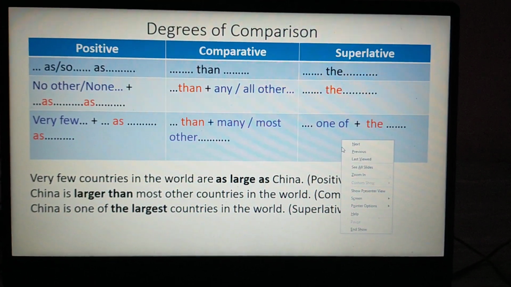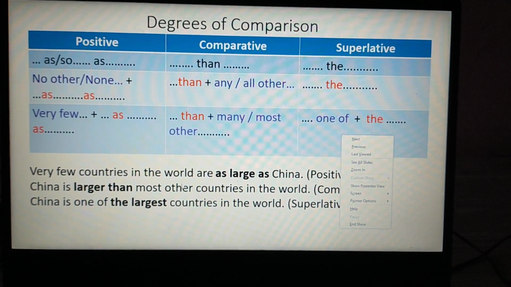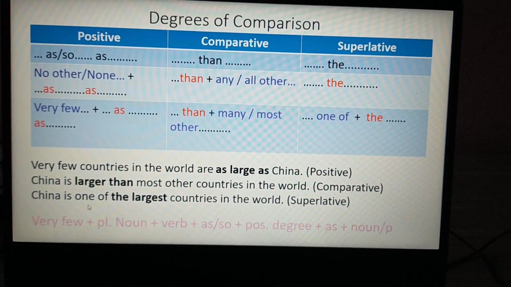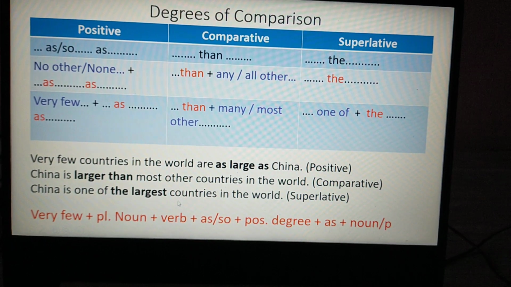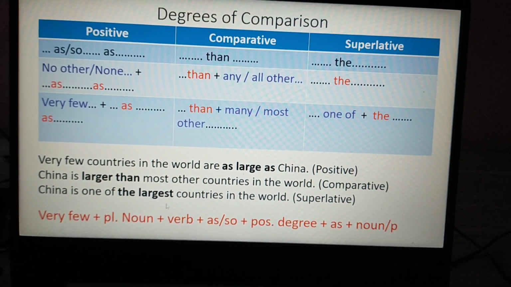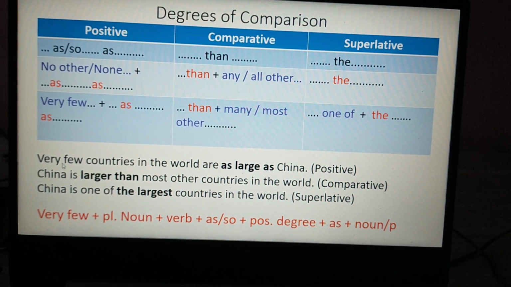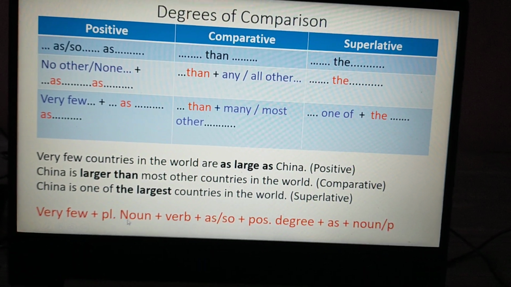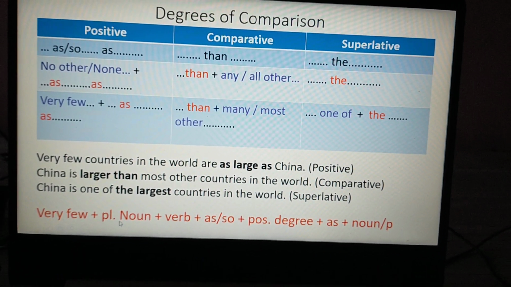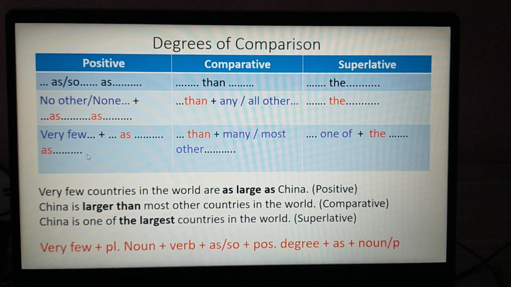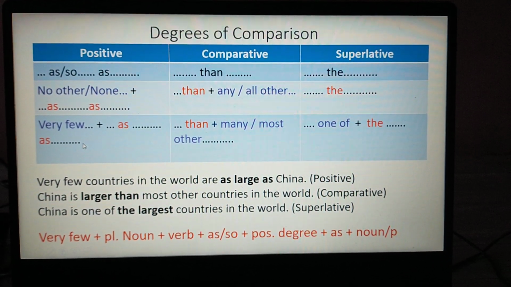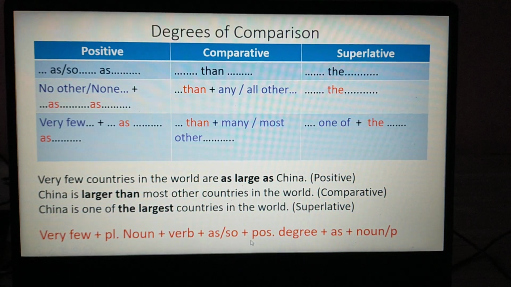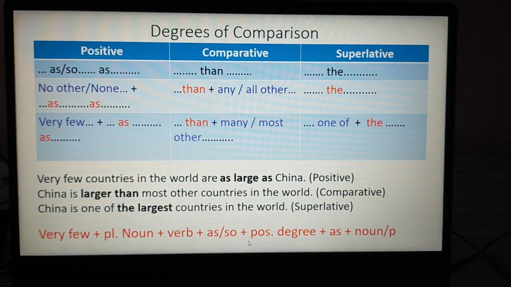Now the sentence structure, now over here you can see this. Now see, it's a plural noun. Whenever you have a plural noun, like for example very few countries, over here we are not saying country. So in other words, whenever we have a plural noun, a sentence in the positive degree should begin with very few, plural noun, plus verb as or so, plus positive degree, plus as, plus noun or pronoun.